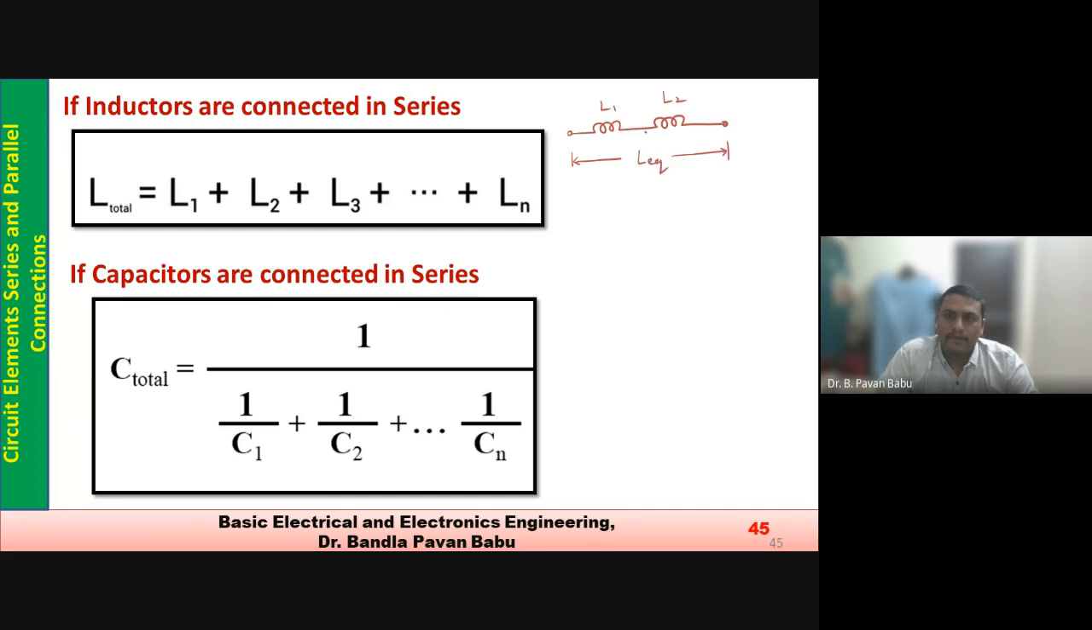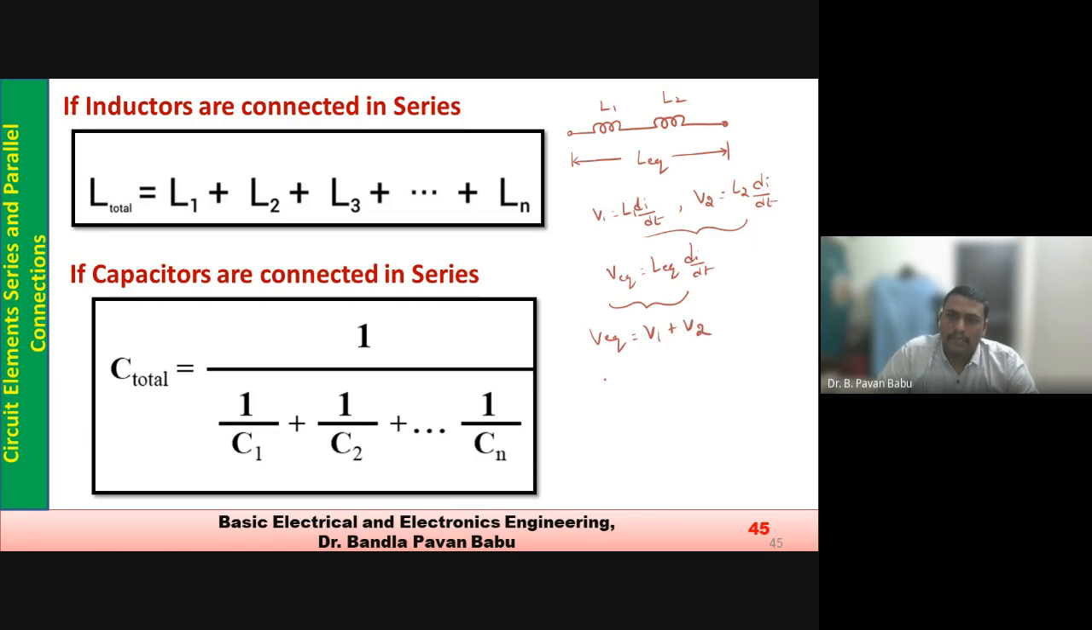We want to find out what the equivalent is if two inductors are connected in series. What is the voltage applied across this inductor? V1 equals L1 into di by dt, and again I remains same. What will be V2? L2 into di by dt. What is the voltage across the equivalent? V equivalent equals L equivalent into di by dt, as per KVL again. This is made equal to these values, so V equivalent equals V1 plus V2.